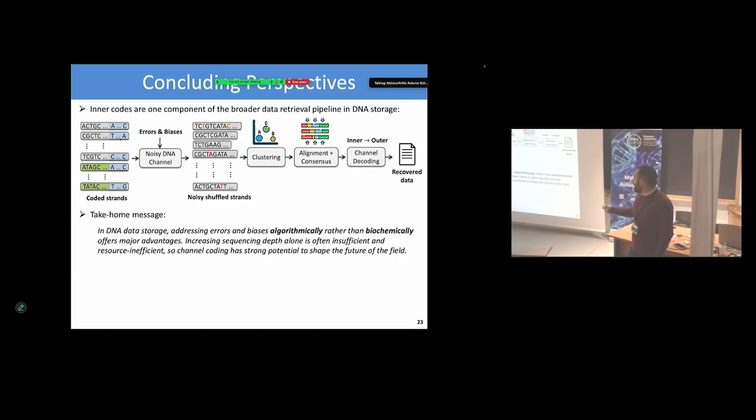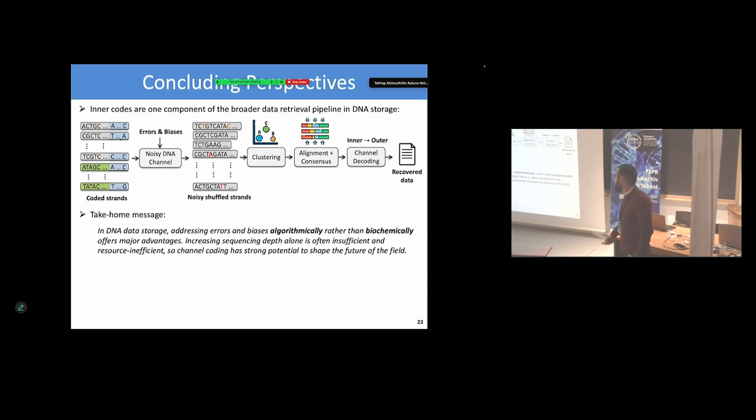The take-home message is that in DNA data storage, addressing errors and biases algorithmically rather than biochemically offers major advantages in terms of the costs I talked about at the beginning, reducing costs. Also, something to keep in mind is that increasing sequencing depth alone is sometimes insufficient to correct errors and is always resource inefficient, I would say. Why insufficient? Because you can have systematic errors, I explained. In that case, no matter how much you read, you cannot correct these errors.